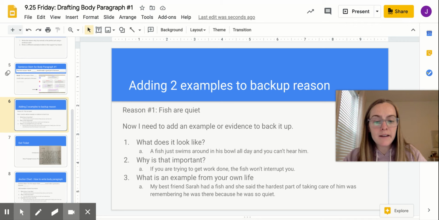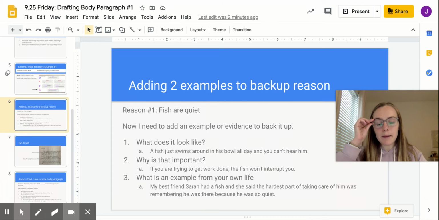Now I have 3 questions here that can help me think of what examples I want to add to my writing. The 3 questions we can answer are: What does it look like? Why is that important? And what is an example from your own life? Let me read those 3 questions one more time. What does it look like? Why is that important? And what is an example from your own life?